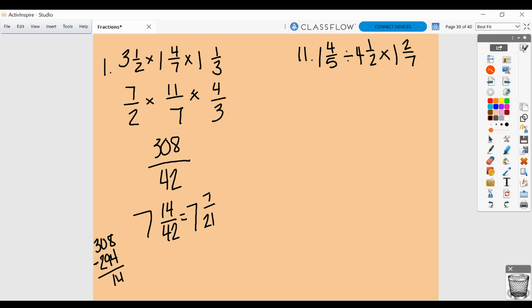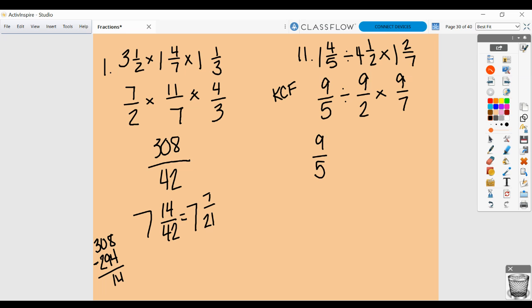Okay, number 11. 5 times 1 is 5, plus 4 is 9. 2 times 4 is 8, plus 1 is 9. And then 9 over 7. Okay, so you want to work left to right, so we need to divide this first. Remember, when you divide, you are going to do the keep change flip.